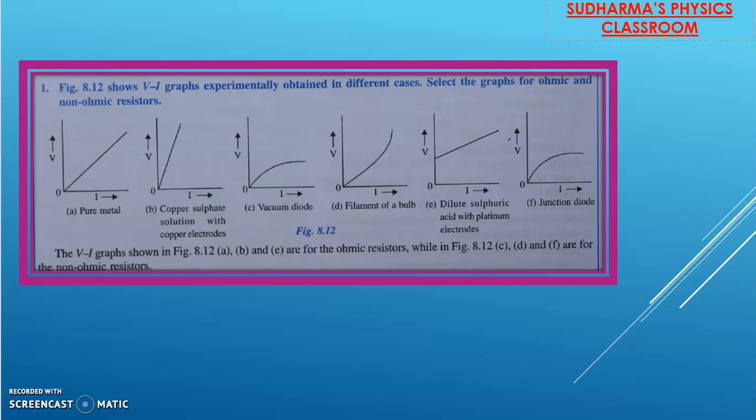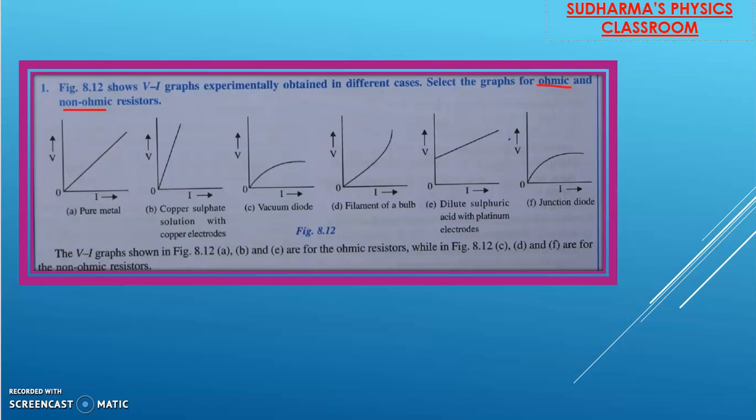Okay. So here we have a set of graphs. So we have to identify which are ohmic and which are non-ohmic. In the class where we were discussing Ohm's law, I told that if the VI graph is a straight line, we will say that that conductor is obeying Ohm's law and that conductor comes under ohmic conductor or ohmic resistor. If the graph is not a straight line, that shows it is non-ohmic resistor.